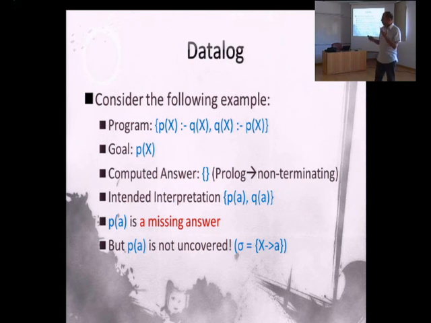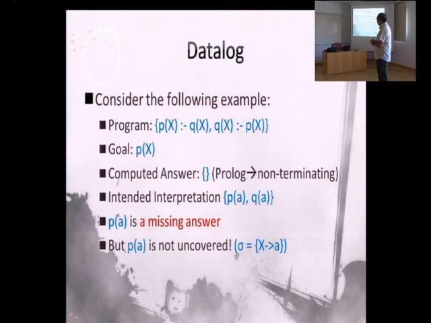What it does is try to build the set of facts that satisfy this goal. It starts with the empty set of facts, tries to use the rules of the program to produce new facts, and repeats until a fixed point is reached. In this case, the fixed point is already the empty answer. It starts with the empty set of facts and says, okay, may I use this rule? No, because I don't have any instance for Q. May I use this rule? No, because I don't have any instance for P. Then I am finished with this answer. This goal returns this answer in Datalog.